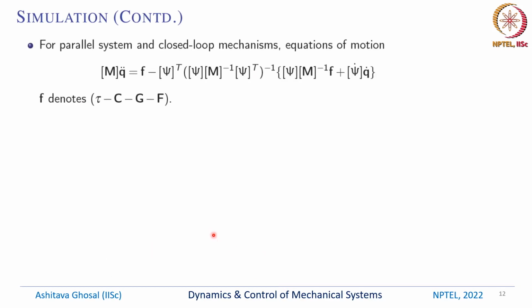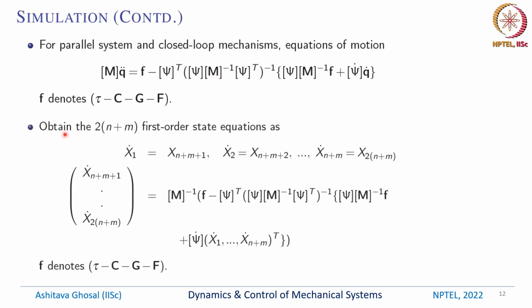So for parallel systems and closed loop mechanisms, the equations of motion are a little bit more complicated. So we have M q double dot is F minus, remember this psi constraint matrix, psi M inverse psi transpose, and all those things, where F now denotes tau minus c minus g minus f. So again we can obtain 2n plus m first order equations, because here the number of equations after elimination of lambda is n plus m. So when you convert it into first order equations, we will get 2 times n plus m first order equations.